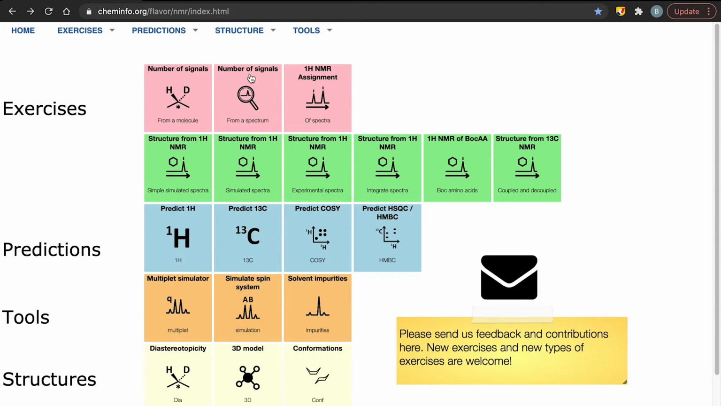All right, hello students. Now we're going to go to this website, cheminfo.org, to do some NMR exercises. We'll put this link on the pages in Canvas for you to practice on your own. This website lets you practice various NMR problems, and I encourage you to explore them so that you develop a better sense of how to solve NMR problems. Let's do the first exercise, which is number of signals.